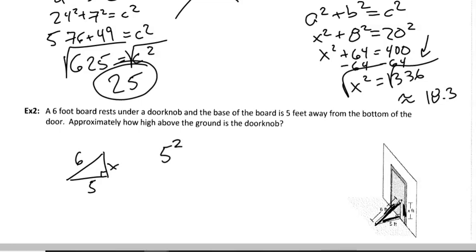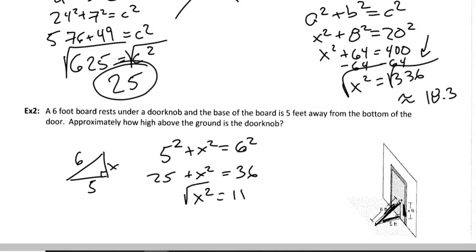All right, you should have gotten 5 squared plus x squared equals 6 squared. 25 plus x squared equals 36. X squared equals 36 minus 25. 36 minus 25 is 11. Square root, second square root of 11, and that gives me around 3.3. You should have gotten the square root of 11 or 3.3. All right, let's keep on moving on.